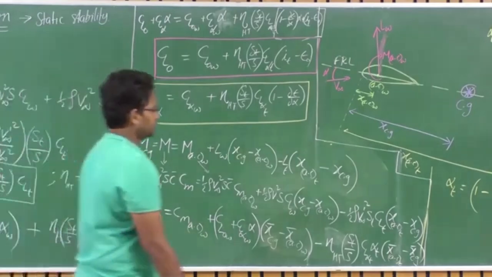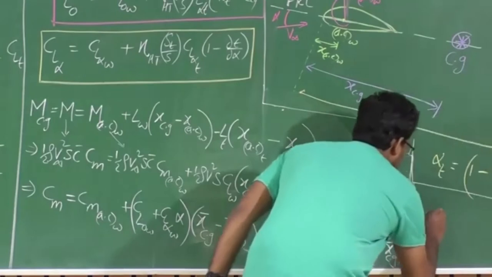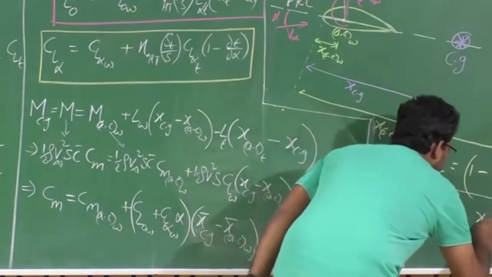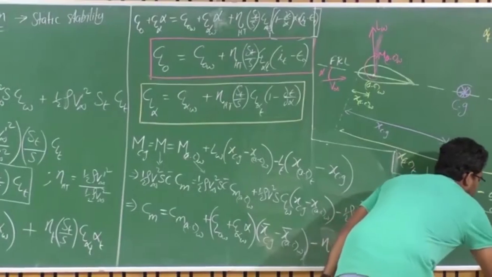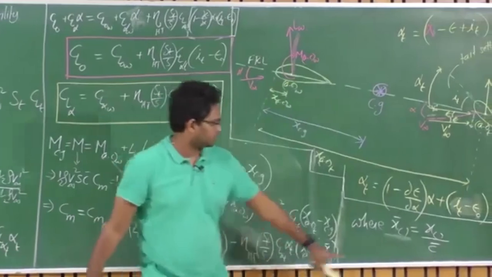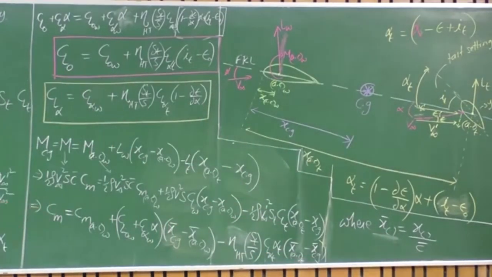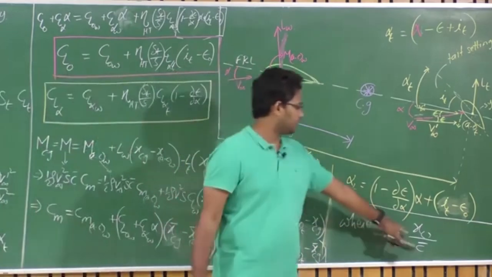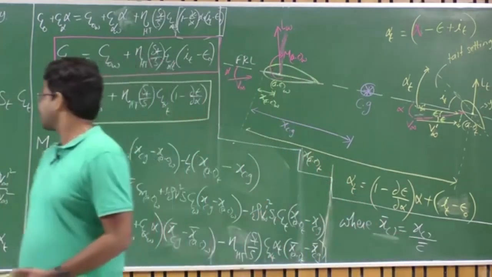So where X bar is equal to X upon C bar. So you can have anything in the subscript, either CG or AC or XAC of T or V, right? It's a non-dimensional length, isn't it? So I'm dividing length upon C bar, which is the characteristic length. What I get is a non-dimensional length here.